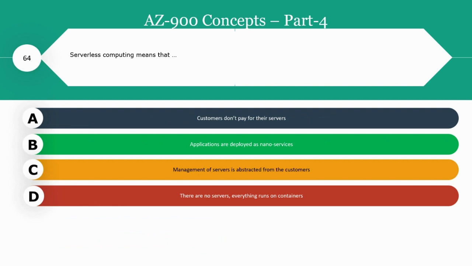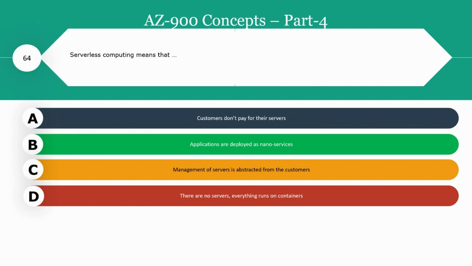Next question is related to serverless computing. Serverless computing means that option A, customers don't pay for their servers. Option B, applications are deployed as nano services. Option C, management of servers is abstracted from the customers. Option D, there are no servers, everything runs on containers. Definitely option D is not the correct answer. Option A is also not the correct answer, like customers don't pay for the server.